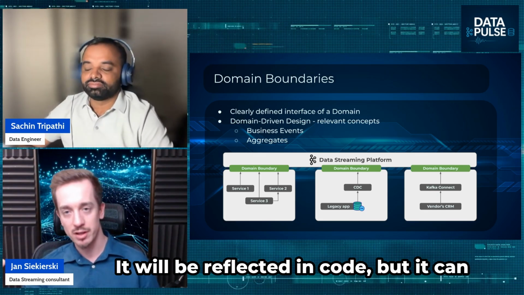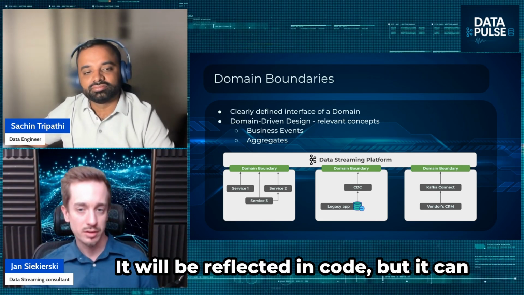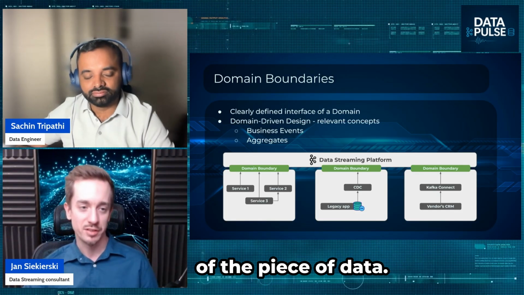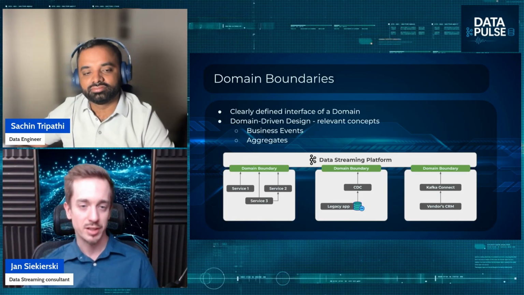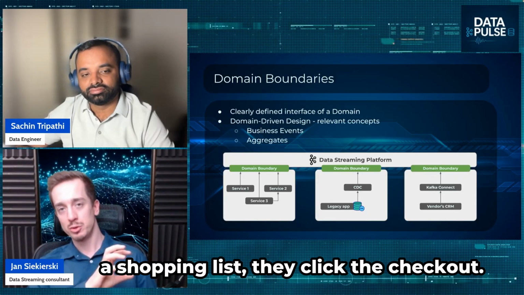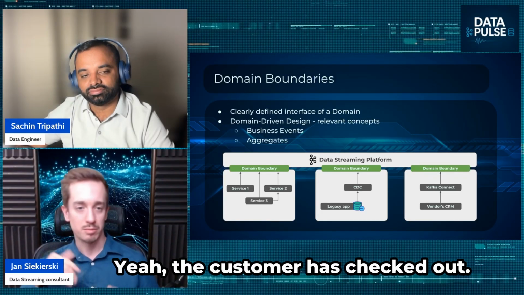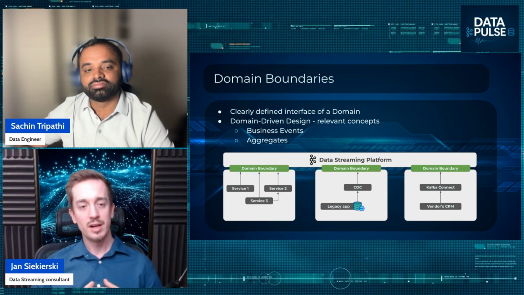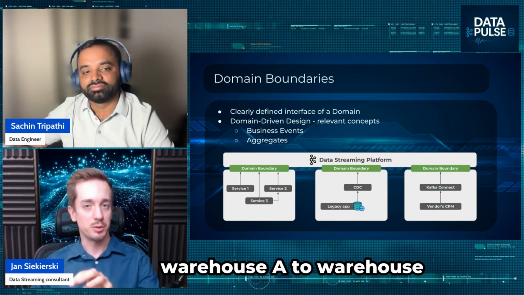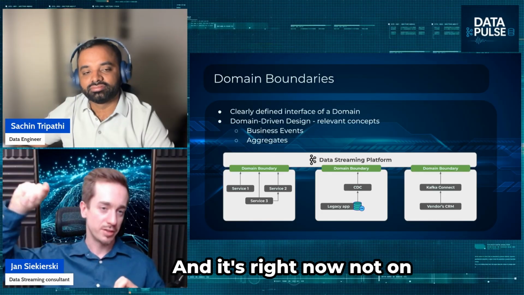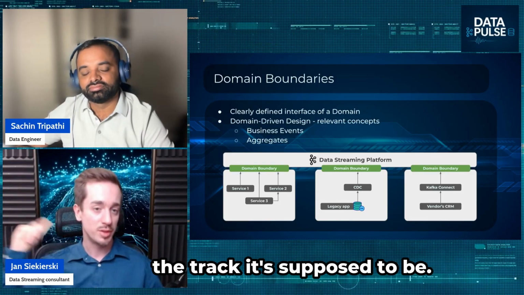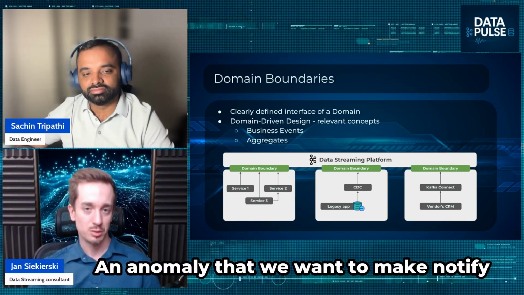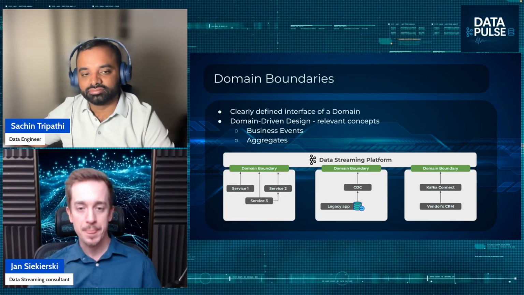It will be reflected in code, but it can be abstracted away to just a definition of a piece of data, right? So, for example, a customer going through a shopping list, they click the checkout. Yeah, the customer has checked out, right? Something's happened. Business event happened. For example, your truck is going from warehouse A to warehouse B, but it went off course and it's right now not on the track it's supposed to be. This is a business event, right? An anomaly that we want to notify the rest of the organization about.